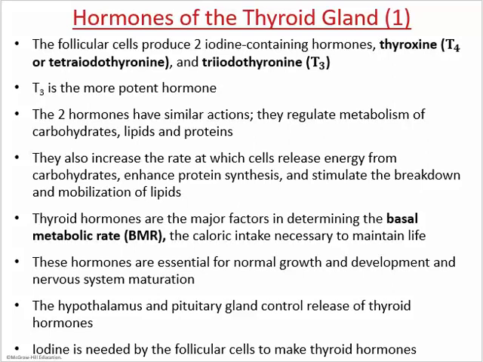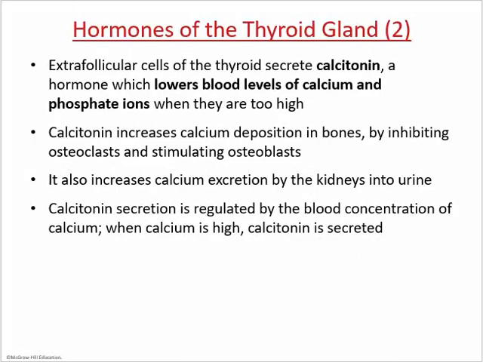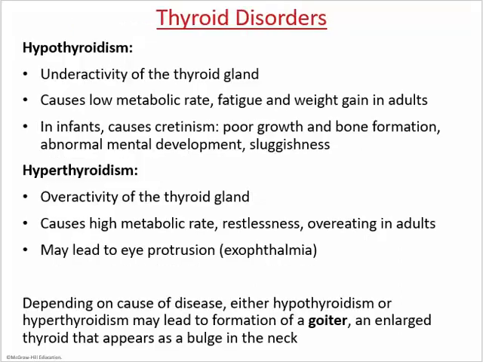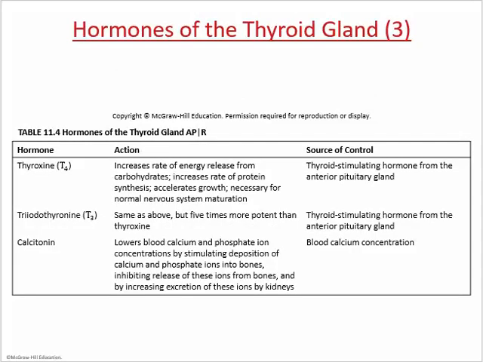They increase the rate at which cells make ATP, use carbohydrates, make fats, make proteins, etc. So it's really the metabolic rate. Calcitonin puts calcium into bones. It lowers blood calcium levels. It also makes you pee out more calcium, putting more in the urine. We don't care about the disorders. This is a chart just listing it.